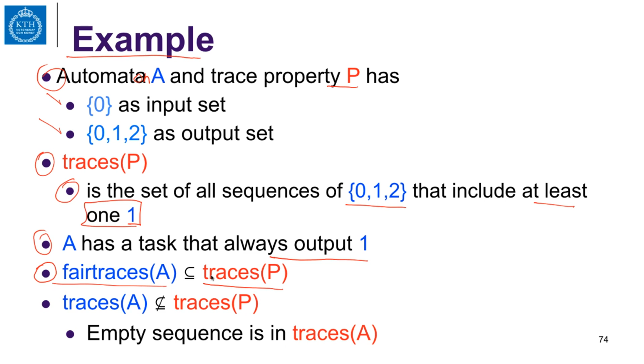On the other hand, the set of traces of A is not a subset of the traces of P. It is possible that in an unfair execution, we refrain from executing the action that produces the output 1. That's one thing. And also, a possible unfair trace is a trace that does nothing. And of course, the traces that only execute the input actions, which is basically 0, 0, 0, and so on.